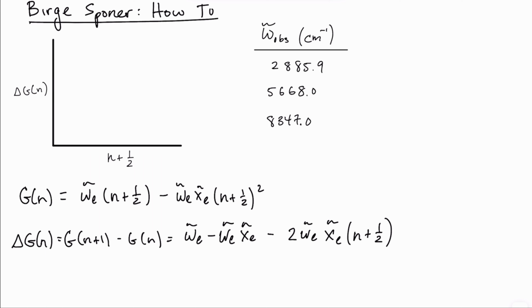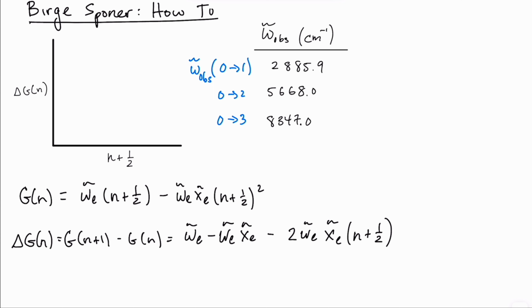The part that might seem a little tricky at first is that we don't actually have delta G of n. This is not what we can measure. What we can measure are just a few different lines that we're calling omega observed. In order to get started, we have to recognize that these observed transitions correspond to overtones, mostly. So this first one corresponds to the 0 to 1 transition. We're going to call it omega observed 0 to 1. The second number, the 5,668, corresponds to the 0 to 2 transition, and the last one corresponds to the 0 to 3 transition.